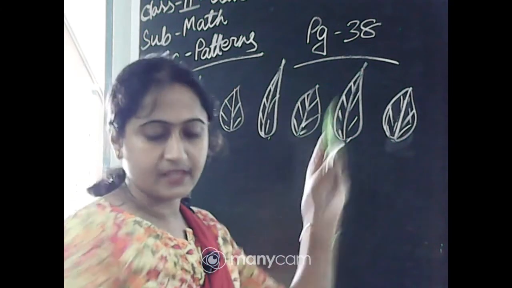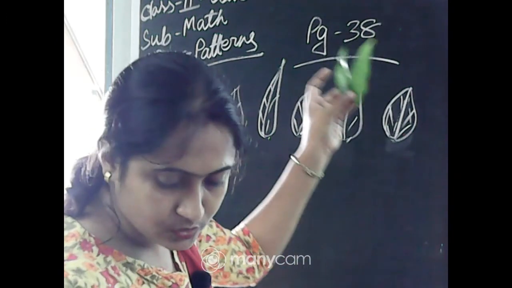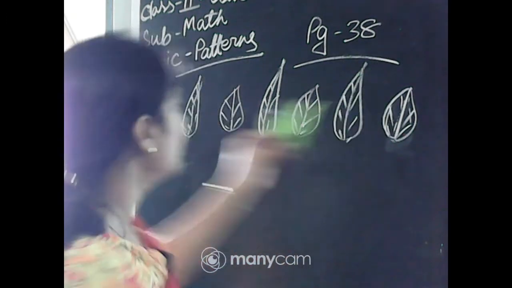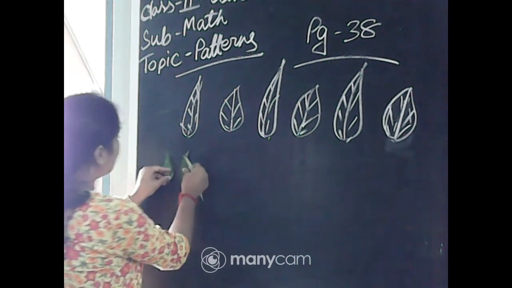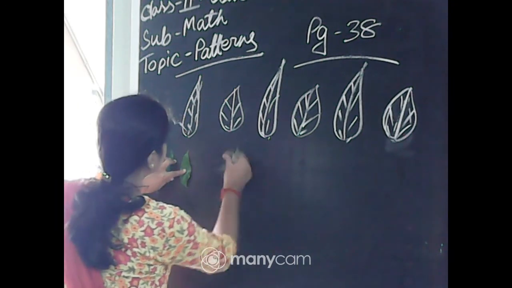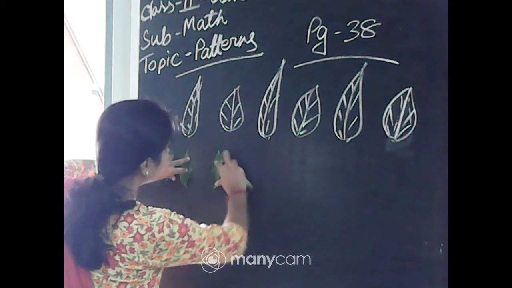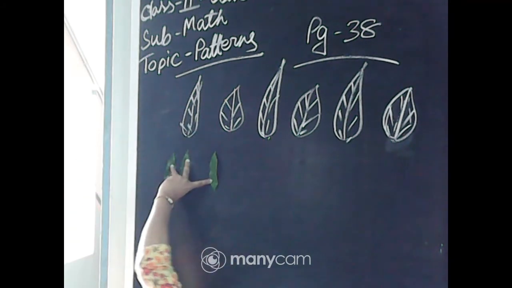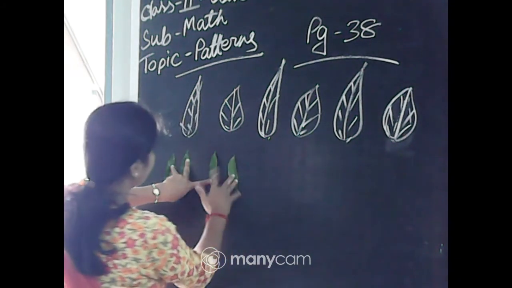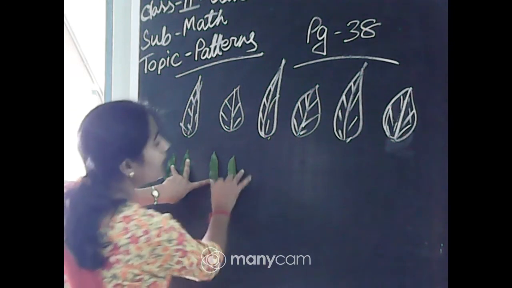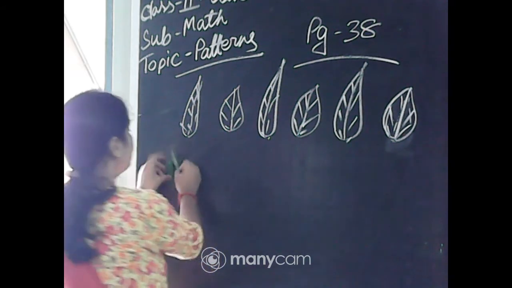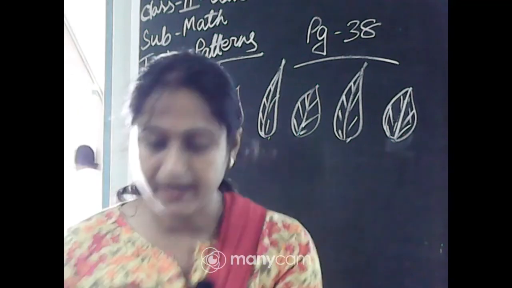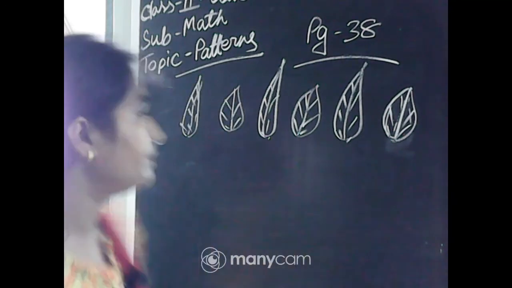Two leaves in this manner, all mango leaves. Two leaves with the top up here and two leaves with the top down. This is another pattern. Two leaves up, down in this manner. This is another pattern. You can make this pattern in this way.